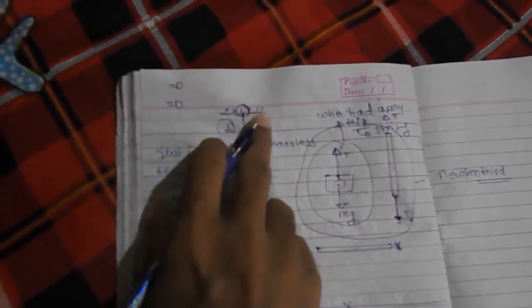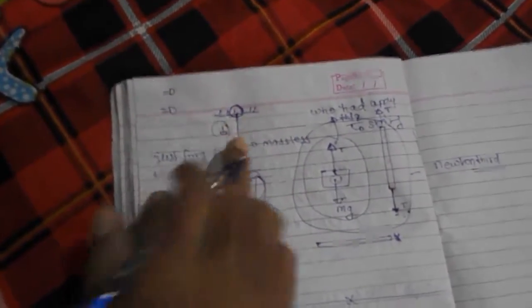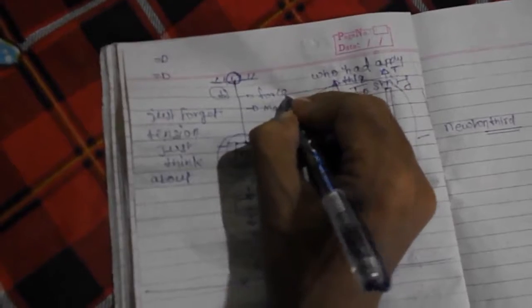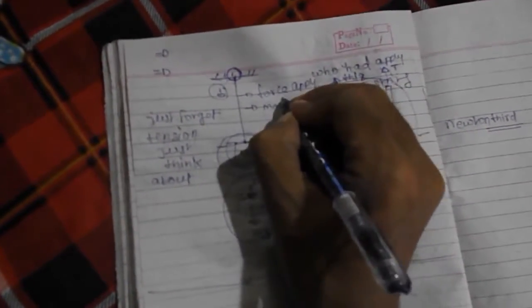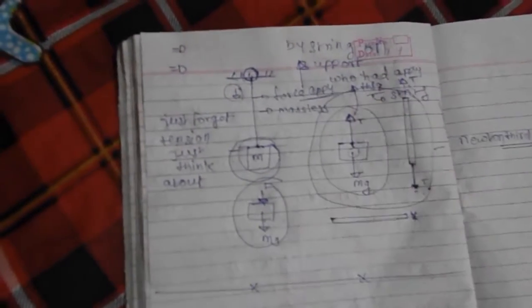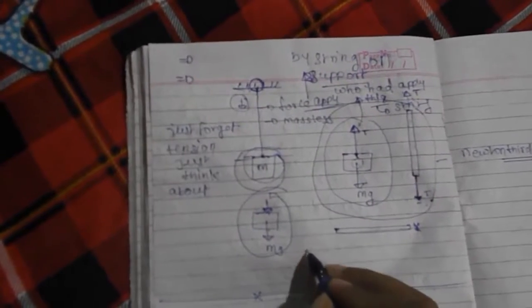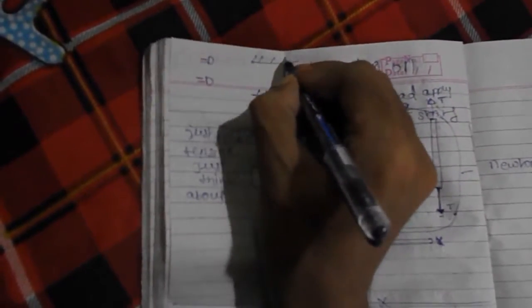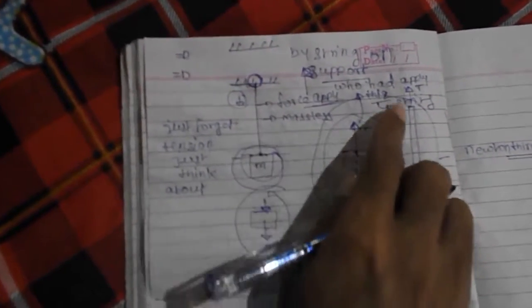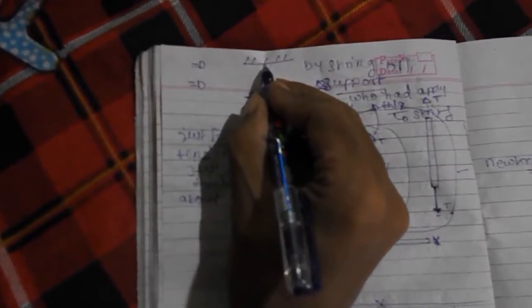So let me draw the free body diagram of the support. Let me show the force applied by the string on the support. Let me write down here: force applied by string on support. If I draw the free body diagram of this, then this is my support. What is the direction of force applied by support on the string? This. So what should be the direction of force applied by string on support?